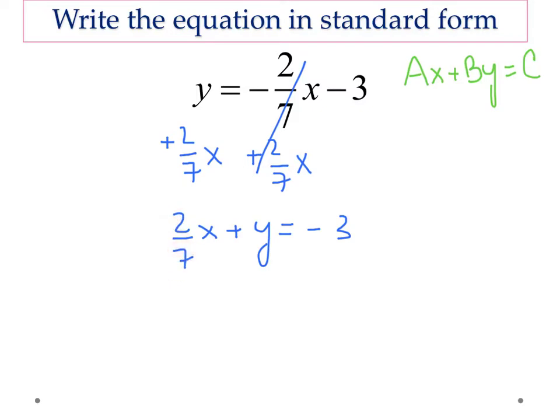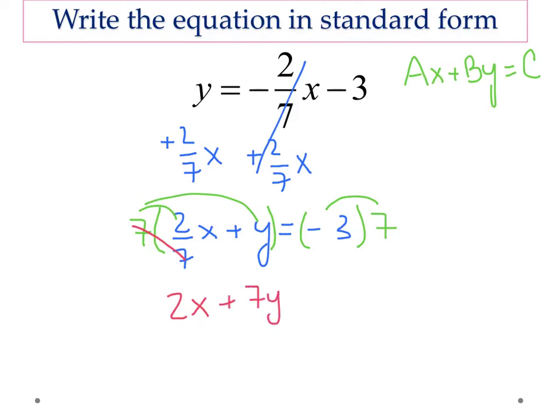So I'm going to multiply every single term by the common denominator, which is going to be 7 here. So a 7 is going to be multiplied times every single term. So rewriting that, 7 times 2/7, these 7s are going to simplify, and I'm going to be left with 2x. The 7 will go to the y, so I get 7y equals, and then do not forget to multiply the right-hand side of the equation by whatever your common denominator is as well.